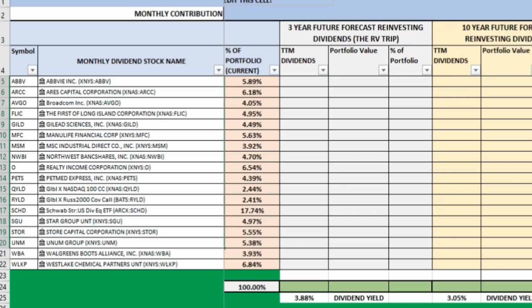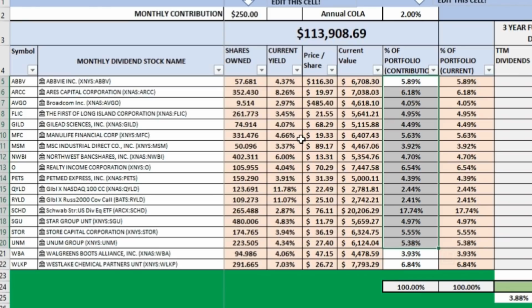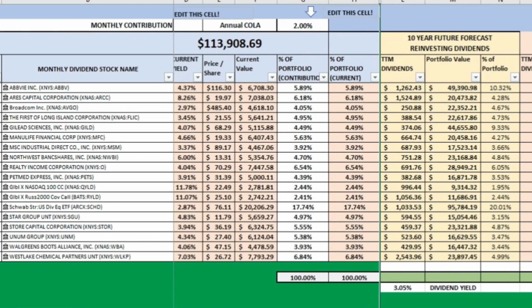For now, what we'll do is we will assume a monthly contribution into the account of $250. Now you should know that I'm starting with the current shares owned. So I'm not starting from zero with each of these holdings. I'm starting with what I actually own share-wise. And then we're looking at reinvesting dividends for that time frame, as well as making monthly contributions, which we can adjust.